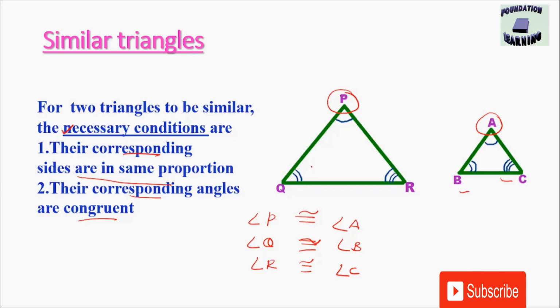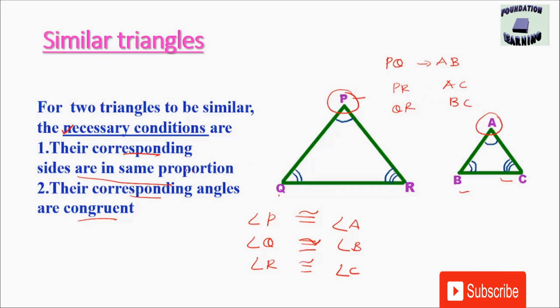Let's take the corresponding sides. Which are the corresponding sides? For PQ, the corresponding side will be AB, because the corresponding vertex of P is A, of Q is B, and of R is C. So the corresponding side of PQ will be AB, of PR will be AC, and of QR will be BC.